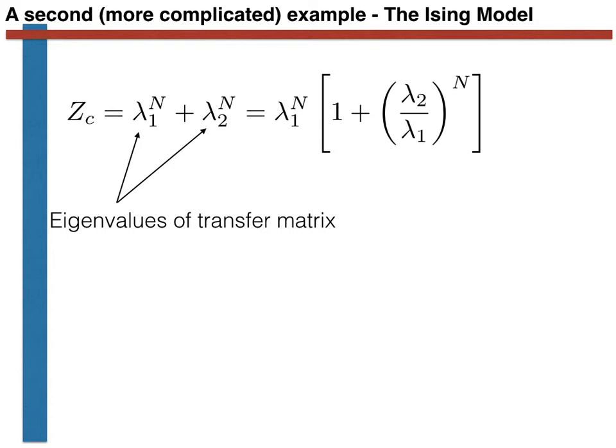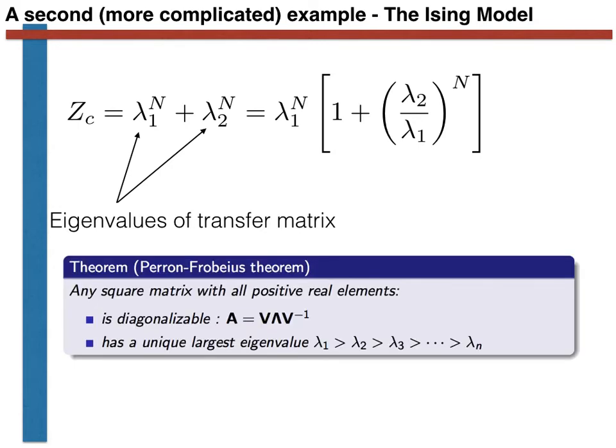It turns out that this way of expressing the partition function is particularly useful when it comes to calculating thermodynamic limits because of a result known as the Perron-Frobenius theorem. This theorem tells us a number of enormously useful facts about square matrices with all positive real elements. In fact, we have already used one of the results in this theorem when considering the Ising model. We have used the fact that a square matrix with all positive elements, like our transfer matrix, is diagonalizable. We use this when decomposing the transfer matrix in terms of its eigenvalues and eigenvectors.